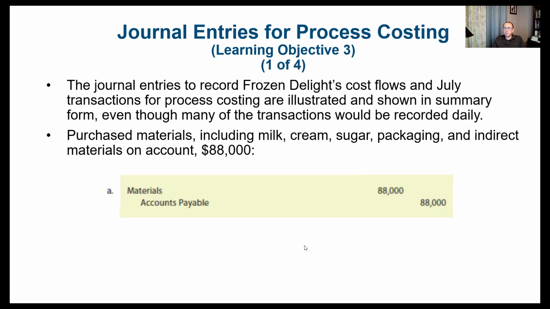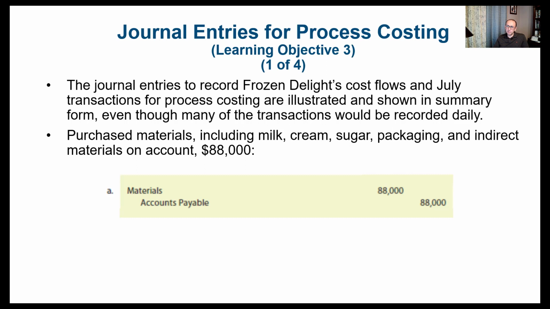The next thing we want to do is to see the journal entries for process costing. And I think this is easy. If you did well in financial accounting, that should be very easy for you. So the journal entries to record Frozen Delights' cost flows and July transactions for process costing are illustrated and shown in summary form, even though many of the transactions would be recorded daily.